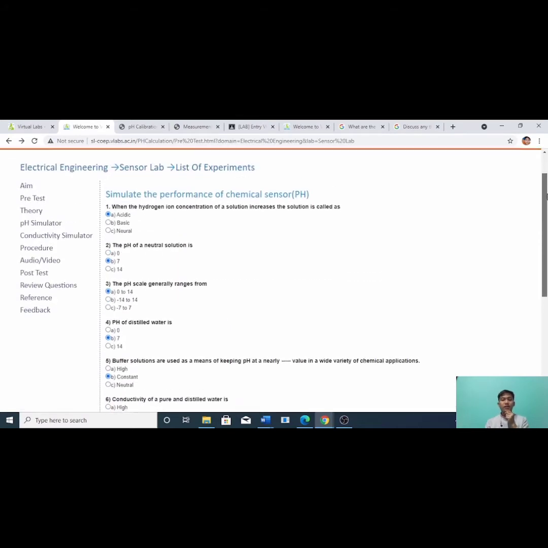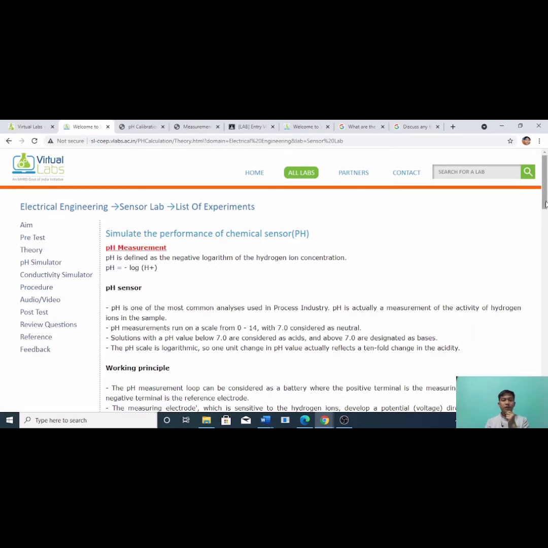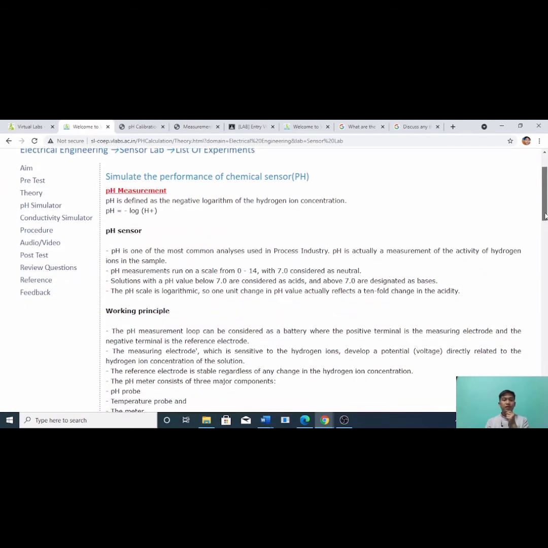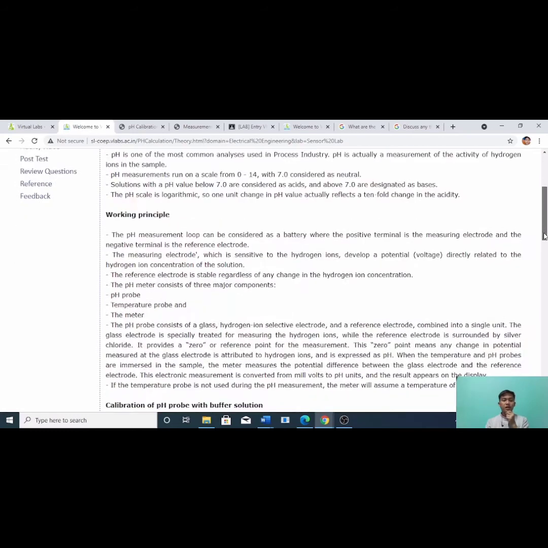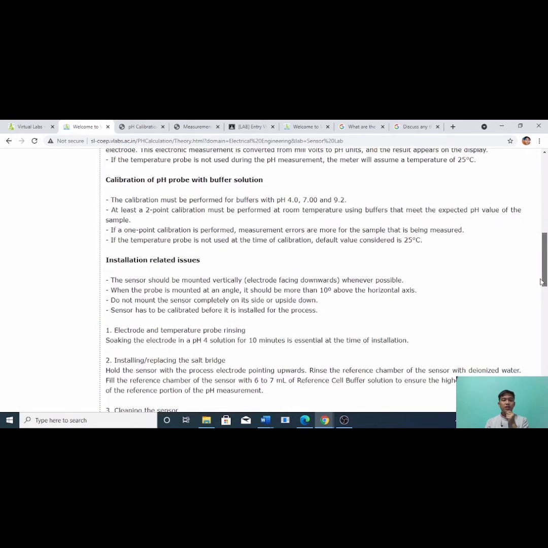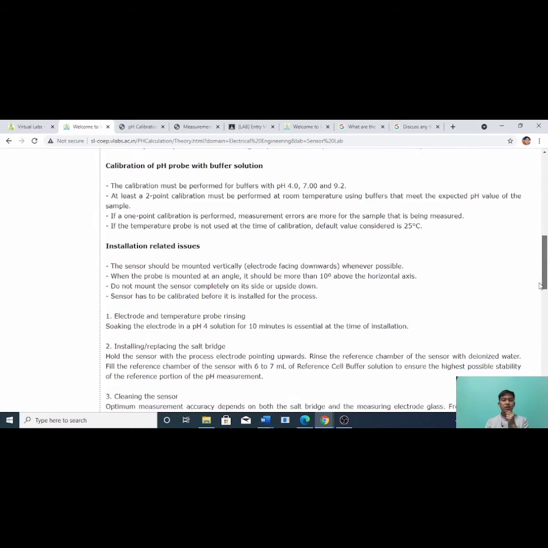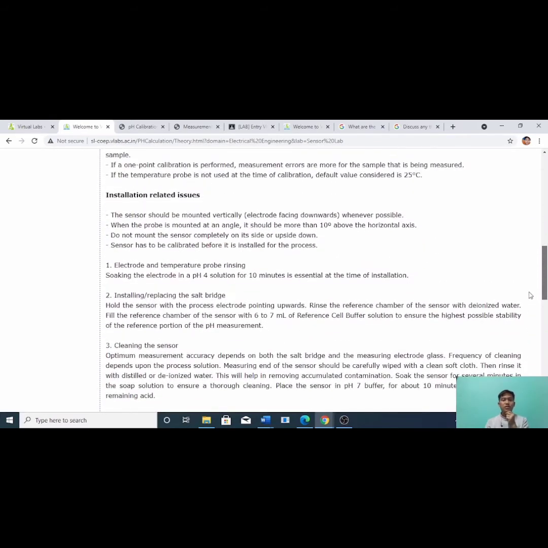So after answering the pretest, let's go to the pH theory. We'll just have a peek at the theory. This is the theory on the reference chemical sensor, pH measurement. For the working principle, we have this one. The calibration of pH with buffer solution. And then the installation and related issues.